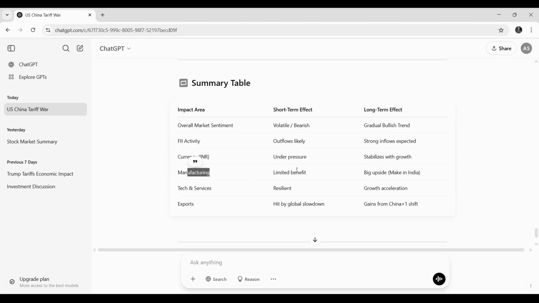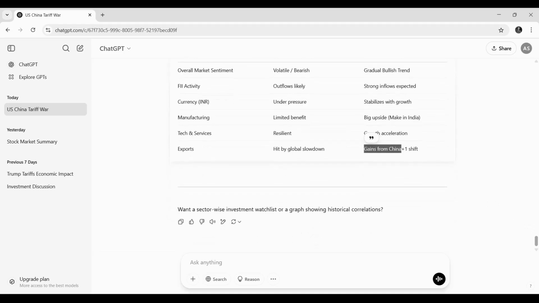Manufacturing: limited benefits in the short term, but big upsides from Make in India in the long term. Tech and services: resilient, with growth acceleration in the long term. So tech will be resilient in the short term and will even accelerate in the long term. Exports: they will be hit by the global slowdown, but will gain from the China plus one shift. Okay, so that is how India will be affected. So this is the breakdown of what has recently been happening in the US-China trade war.